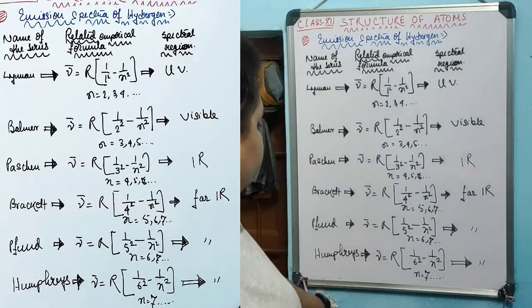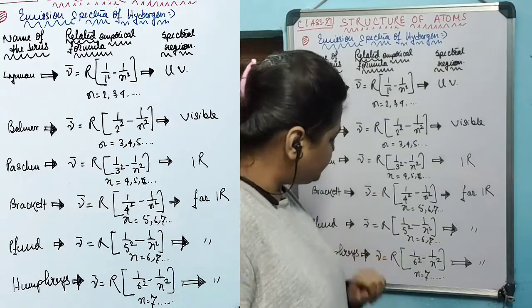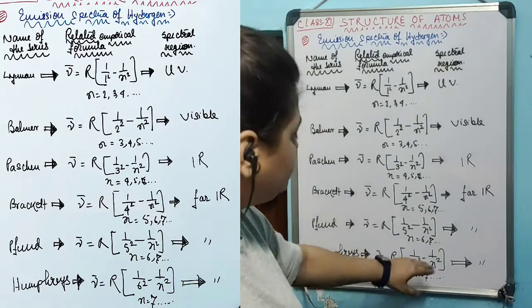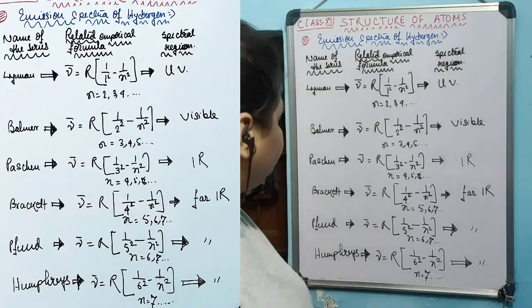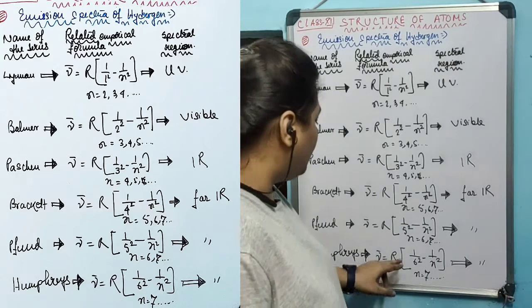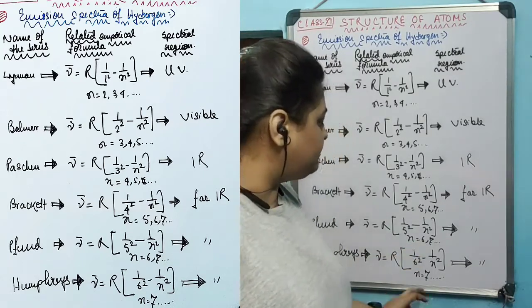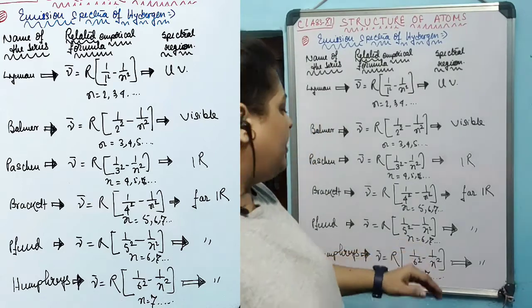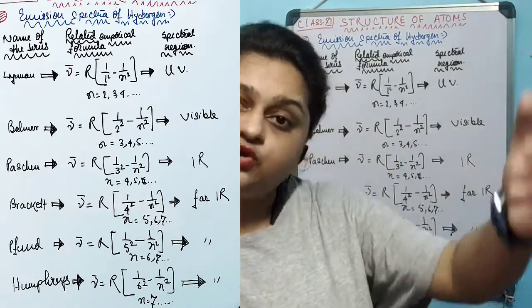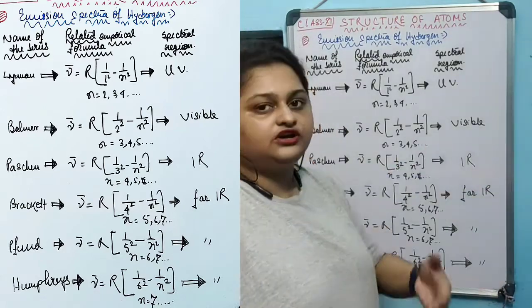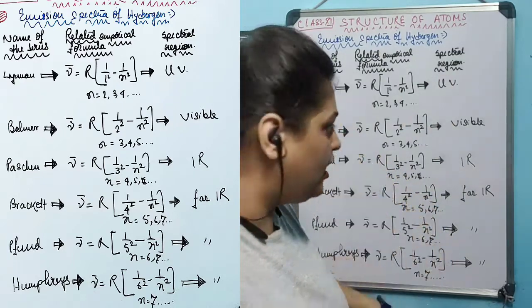The Humphreys series follows an empirical formula whose base value is 6, and the formula is nu bar equals R into 1 by 6 square minus 1 by n square. You have to put 7, 8 and so on to get the first, second and third lines, and so on, in the Humphreys series.